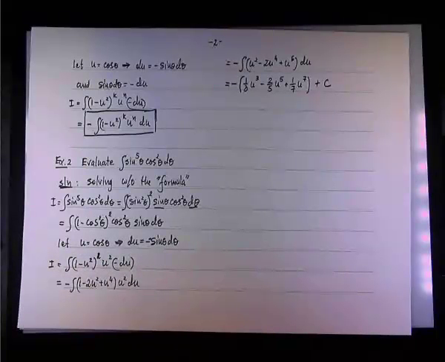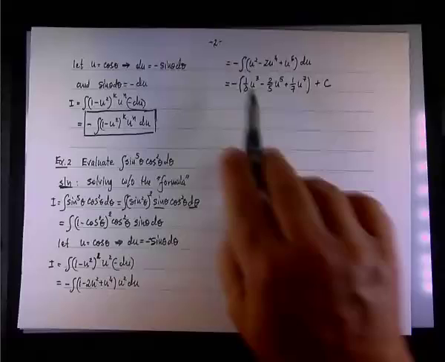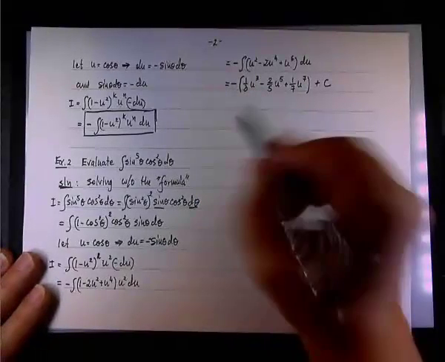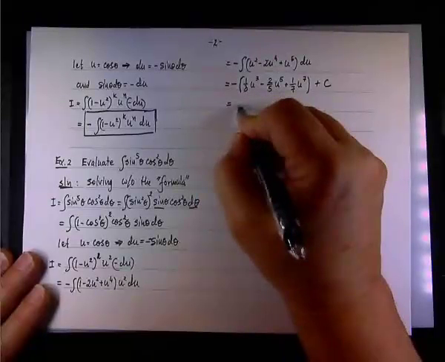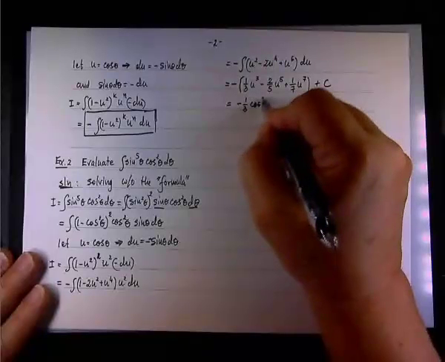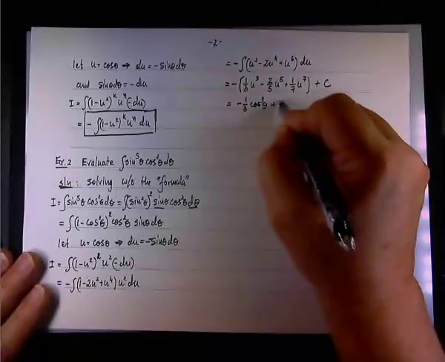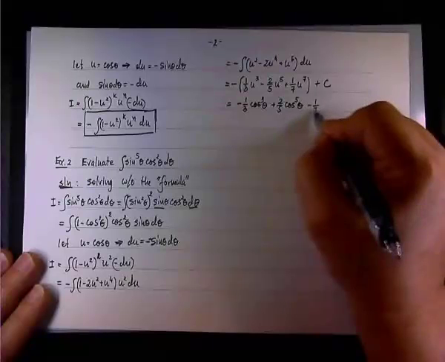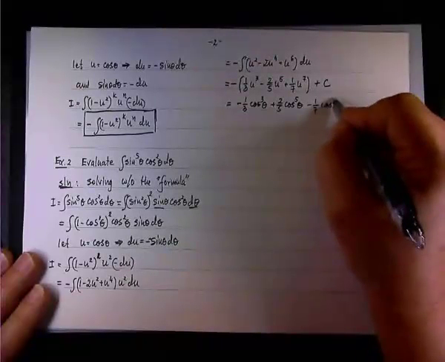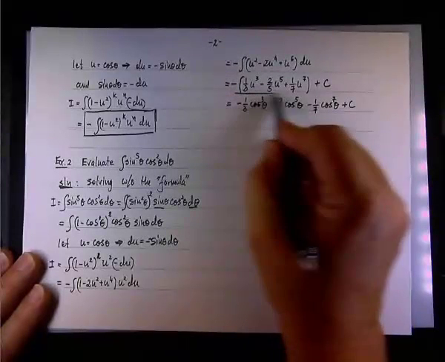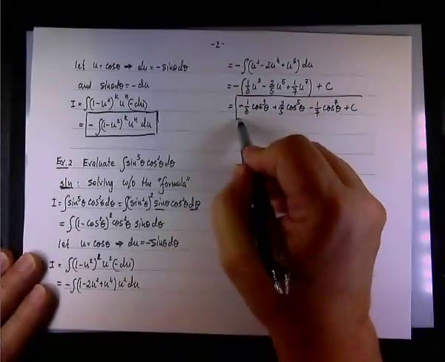And what I'm going to do now, I'm going to record that u is really cosine theta, and also clear the parentheses, apply the negative sign. So here's the final solution: negative 1/3 cosine cubed plus 2 over 5 cosine to the 5th minus 1/7 cosine to the 7th plus C.